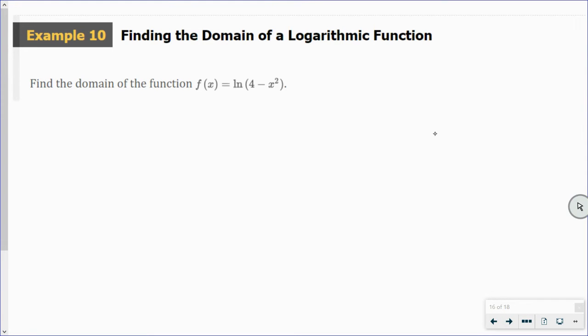Okay, find the domain of the function. Now, when we graphed the parent functions, you should have noticed that for all logarithmic parent functions, the domain is greater than 0. Which means that the items inside the logarithm have to be greater than 0. So 4 minus x squared has to be greater than 0. You cannot have a negative number in the logarithm.